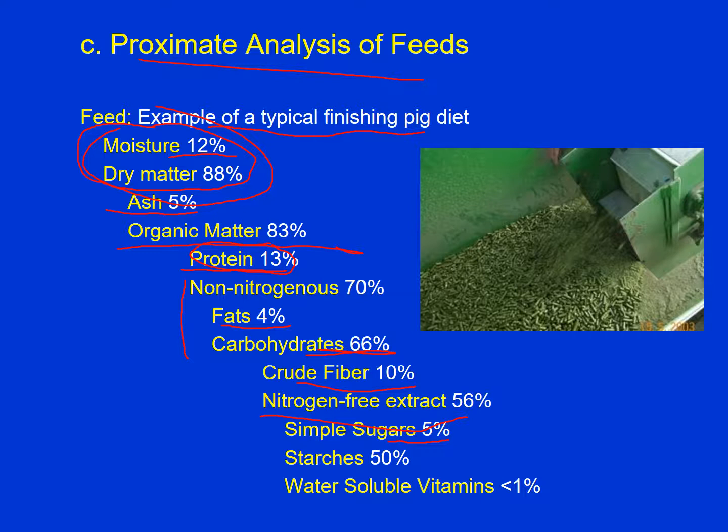And it's going to be mostly starches, 50%, and then your water-soluble vitamins, well less than 1% as far as your B vitamins, and maybe a small amount of vitamin C. So we're just missing the fat-soluble vitamins, and the fat-soluble vitamins are going to be contained back here in the fat.